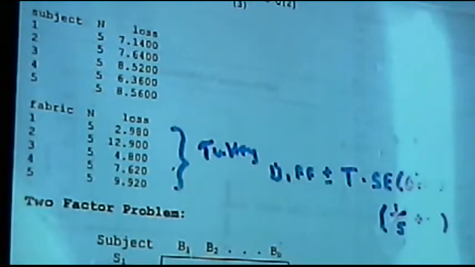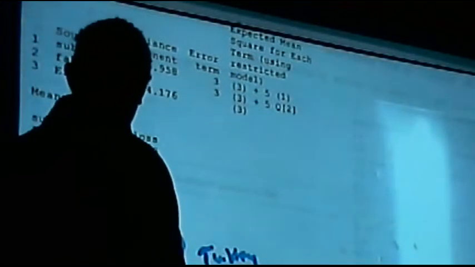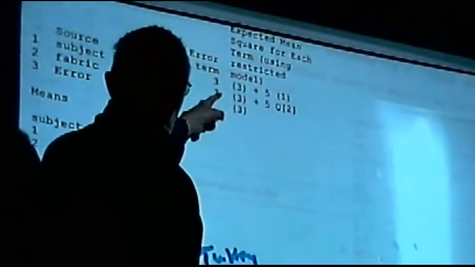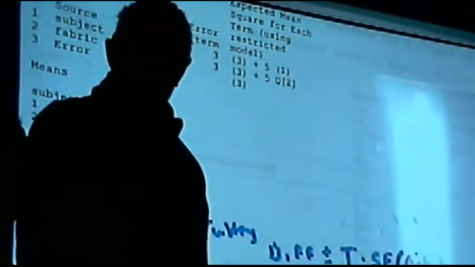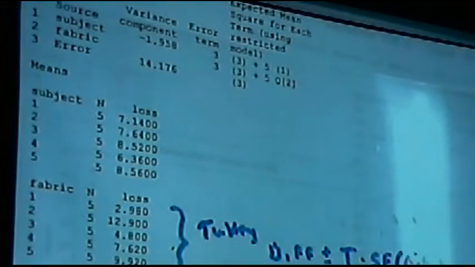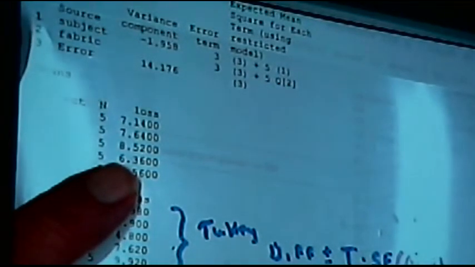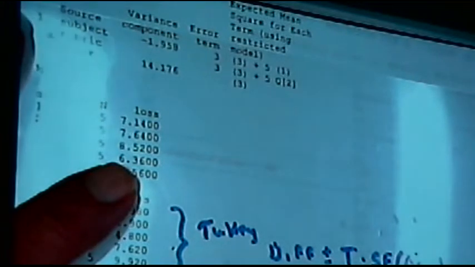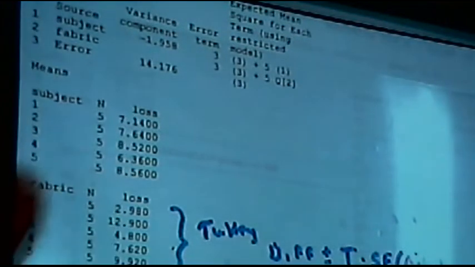And that's visible even up there at the top of the page where it said that the denominator for testing fabric was 3, namely the error. So I guess this is the mean square error right there, 14.176. So we'll slide that out. Like that. And that's the variance, so we have to have a square root to get a standard deviation. And so that's that piece.